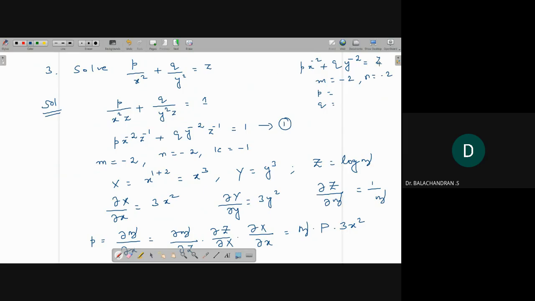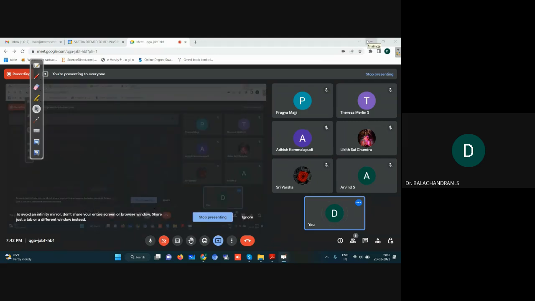Then this problem reduces to which type? Anybody? If you know, you can tell. Which type?